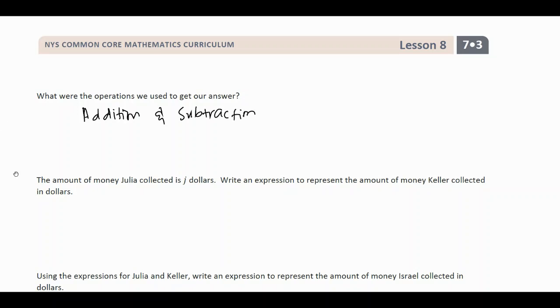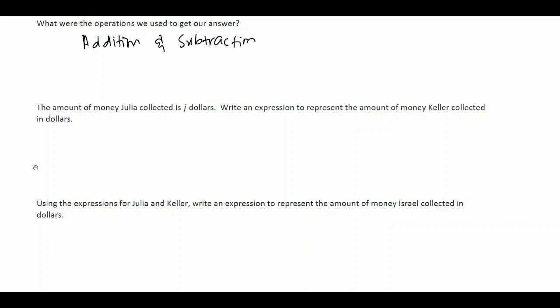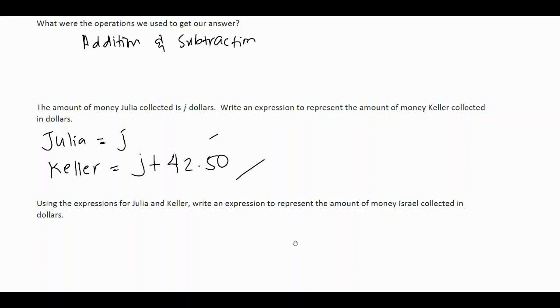The amount of money Julia collected is J dollars. Write an expression to represent the amount of money Keller collected in dollars. So the amount of money Julia collected will be J dollars, right? And then for Keller, as said earlier, it's $42.50 more than Julia, so it should be J plus 42.50. We have the two expressions being asked.